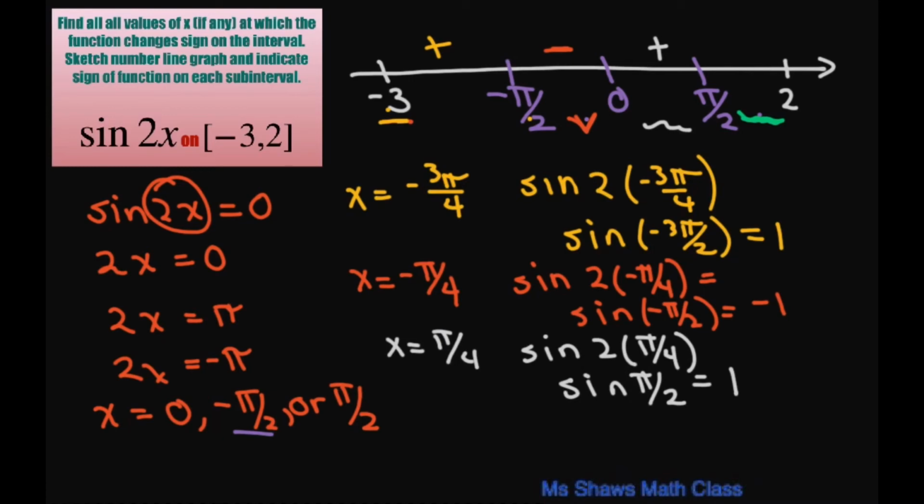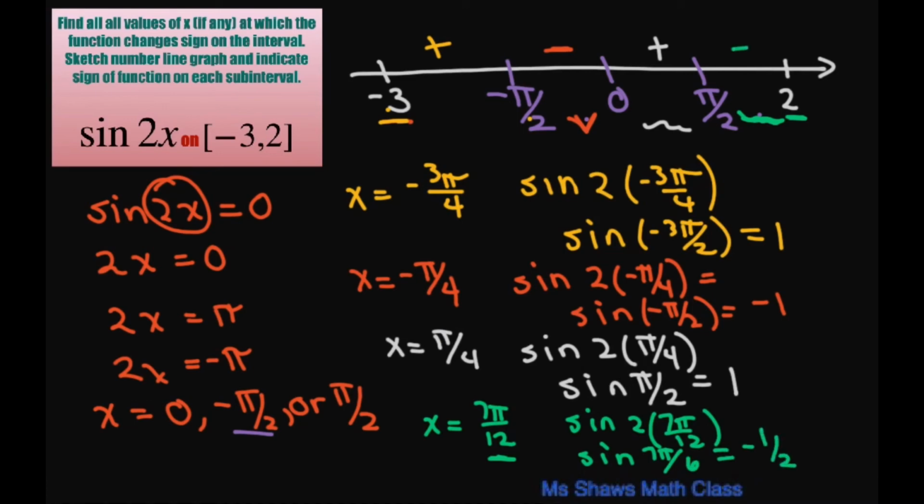We can only go to 2, so you have to pick your radians carefully. I'm going to go ahead and choose 7 pi divided by 12, because that's in between pi divided by 2 and 2. You can also put that in the calculator and check that out. You can try something else if you want. So you have sine of 2 times 7 pi divided by 12, which is sine of 7 pi divided by 6, which is -1/2. So that's negative.